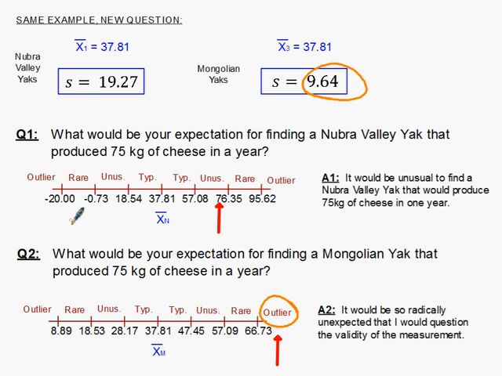So that hopefully clearly shows you how you use the sample standard deviation. And of course, if you actually have sigma, your population standard deviation, you would do the exact same thing. It would still create the typical, unusual, rare, and outlying regions, and you use it in the exact same way.